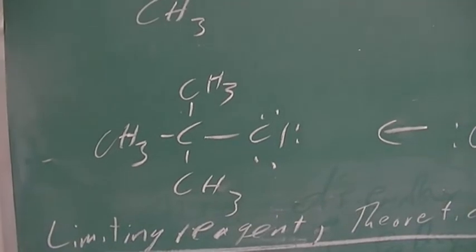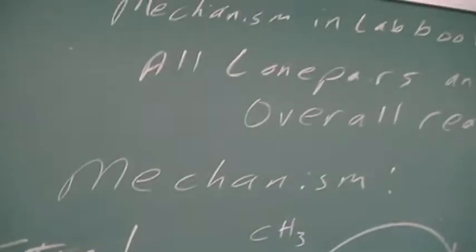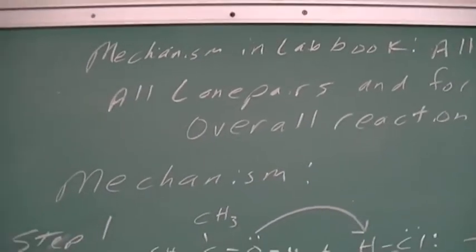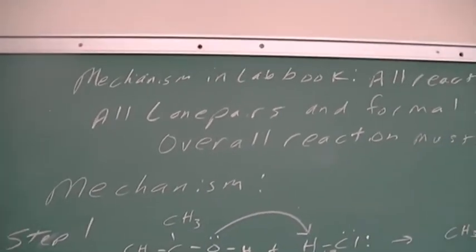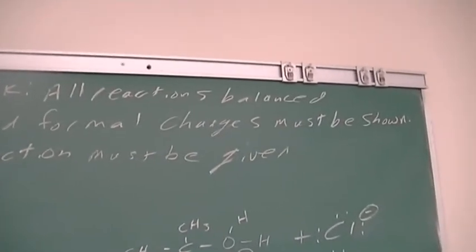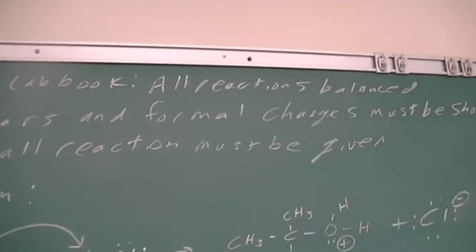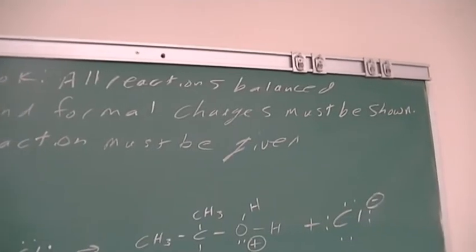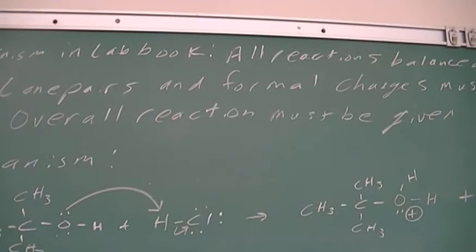All right, and so you will have to write the mechanism in the lab book, and if you write it like this, it is wrong. If it was on an exam and it said mechanism, that would be fine. In lab, the mechanism in the lab book, all reactions must be balanced. You must show all lone pairs and all formal charges. If you do not show them, you will lose points. And then you must also show the overall reaction.